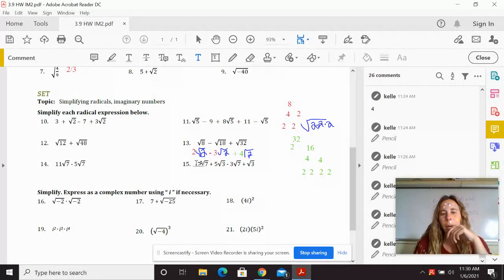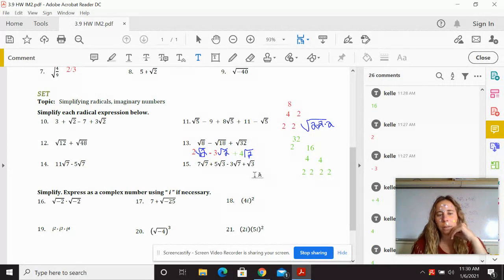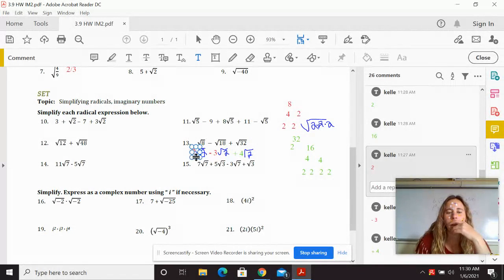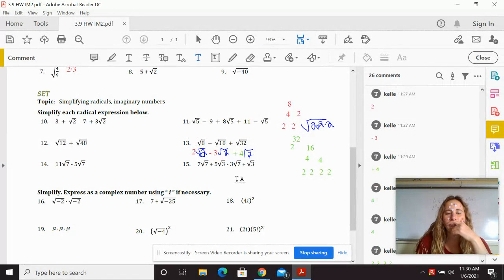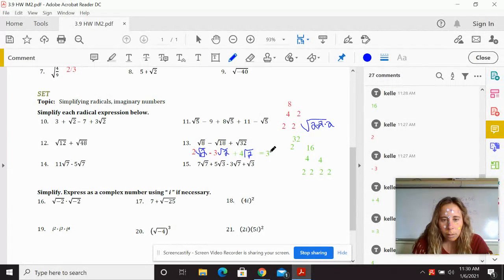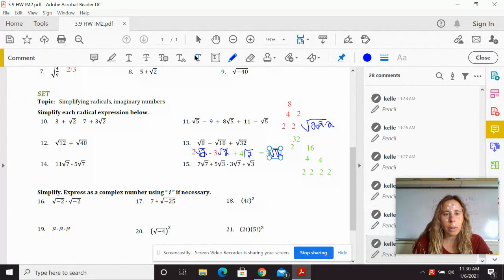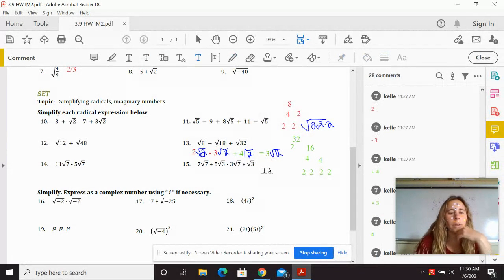So now you can combine all of these together. 2 square root of 2 minus 3 square root of 2 is negative square root of 2. So you're just adding all these together. 2 and 4 is 6, minus 3 is 3 square root 2. So that would be your answer. Three square root 2 is your answer for 13.